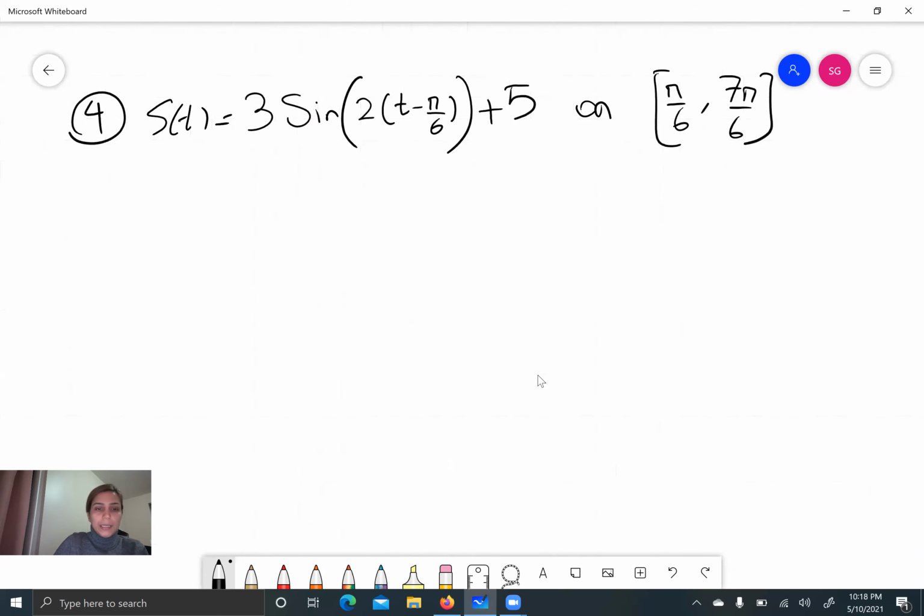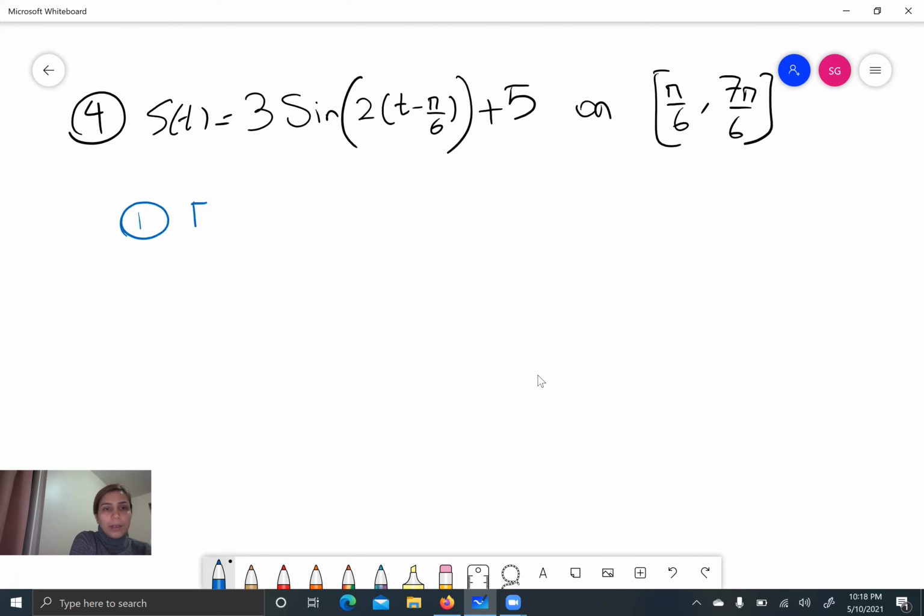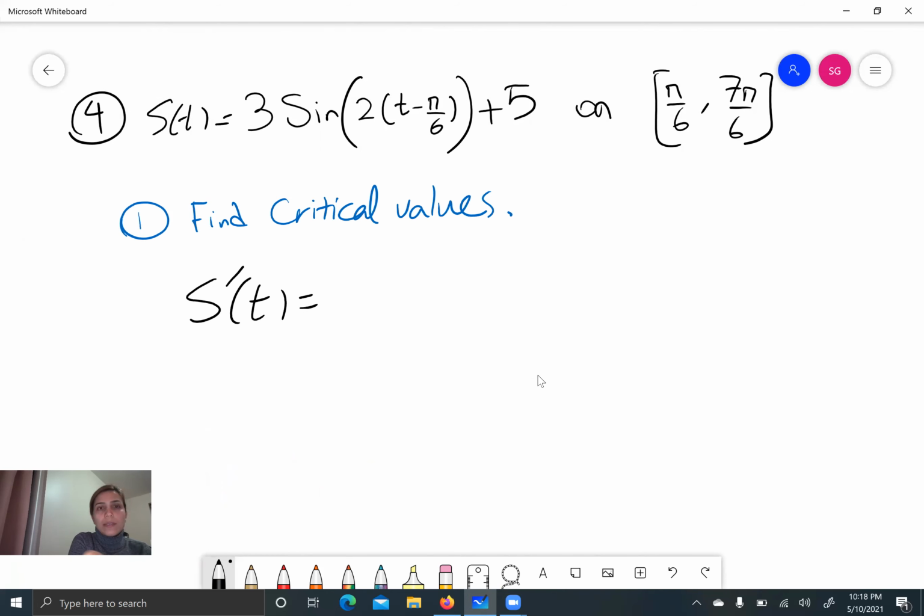So the first step is to what? The first step is to find all critical values. So we need to take the derivative of this function. The 3 carries out because it's just multiplied. What is the derivative of sine? It's cosine. However, the input is also multiplied by 2, so I need to apply the chain rule.